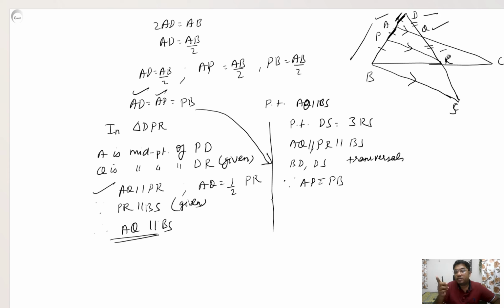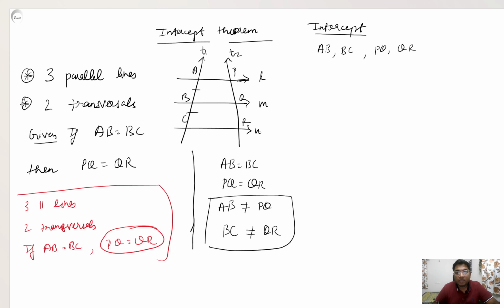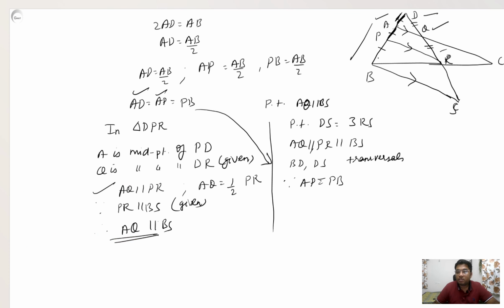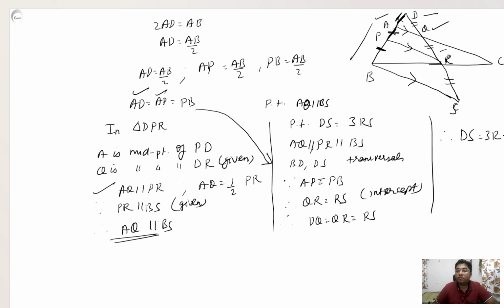And what does the intercept theorem say? Look at this. It says that if one set of intercepts are equal, then the other set becomes equal, right? So we come back to the question, what do we see? Because one set of intercepts AP and PB are equal, that means QR should be equal to RS by intercept theorem. Therefore, I can say that DQ is equal to QR is equal to RS. And hence, I can say DS is 3 times RS.